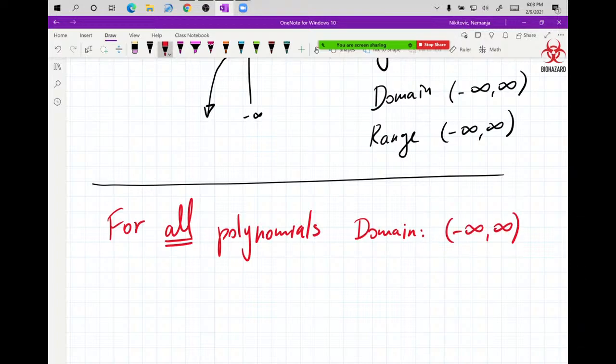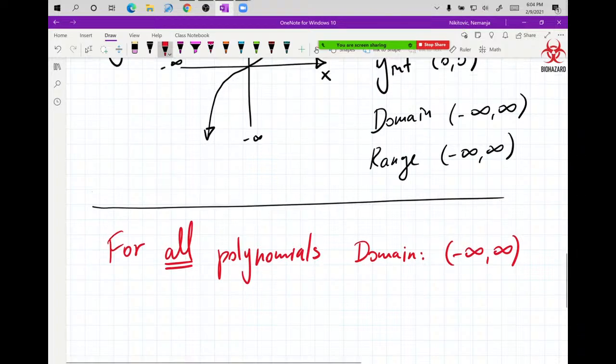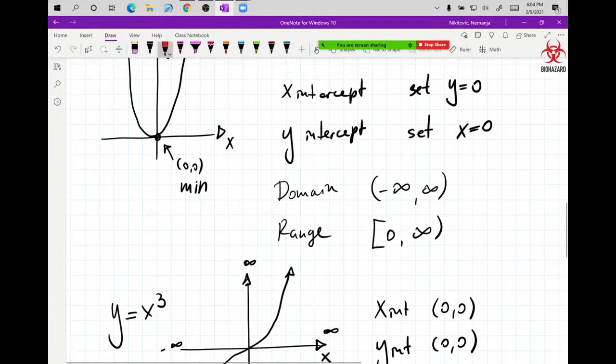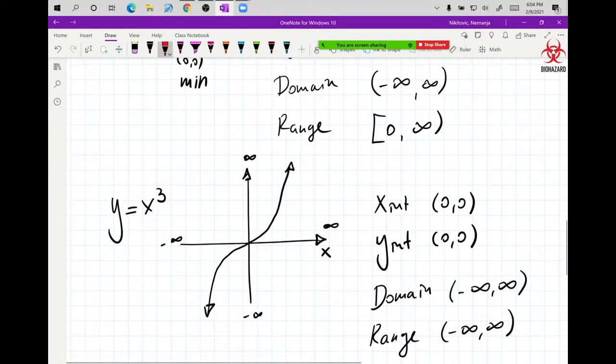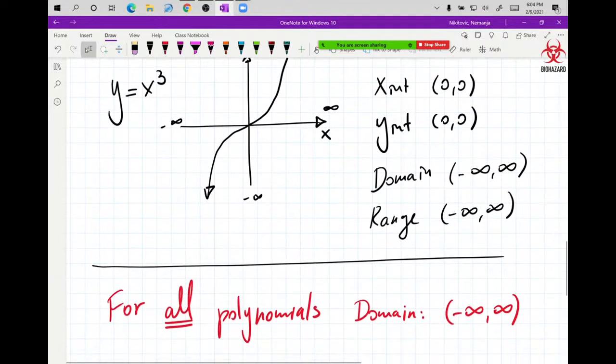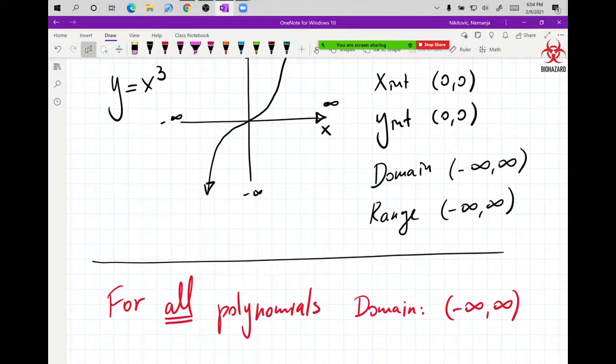So if you have a polynomial, the domain is all numbers, anything. Range? Well, we already saw between these two examples that range is going to be case-by-case, right? Because up there you just have 0 to infinity, and down here negative infinity to infinity. So when you have that kind of variation, immediately you can't make a general rule.